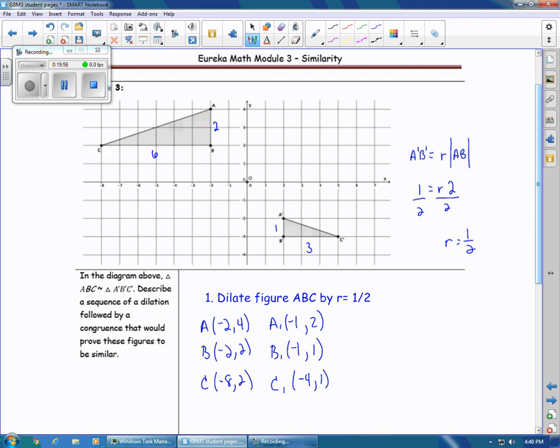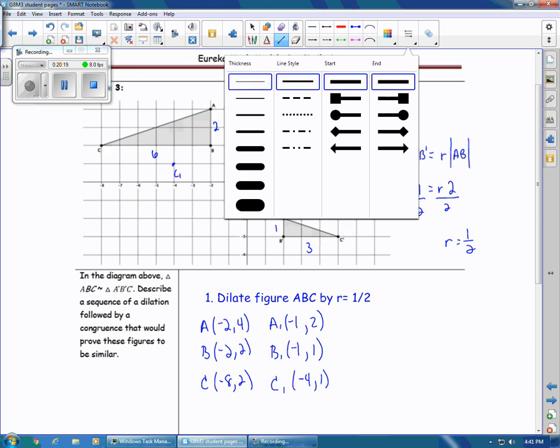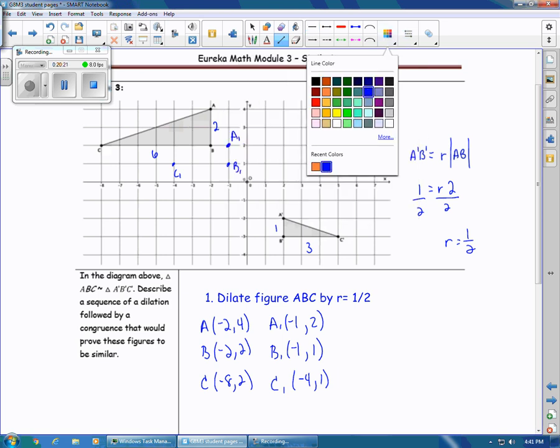So let's draw in that dilation. So A is at -1, +2. This is going to be our A sub 1, and you can use a different color for this one. B is at -1, -1, and then C is at -4, +1. Connect those up with a nice clean straight edge. Go with blue.